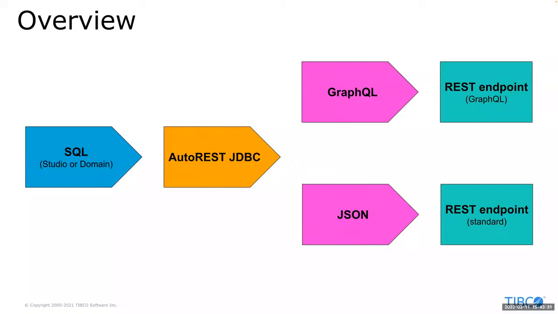Quick overview of what we're going to show. Basically, you start with a standard SQL query, either in a Studio report or through a domain in JasperReports Server, and that's going to go through the JDBC driver, the AutoREST driver that we mentioned, and then from there you can point that driver to either a GraphQL endpoint or a standard JSON or even XML and CSV endpoints.